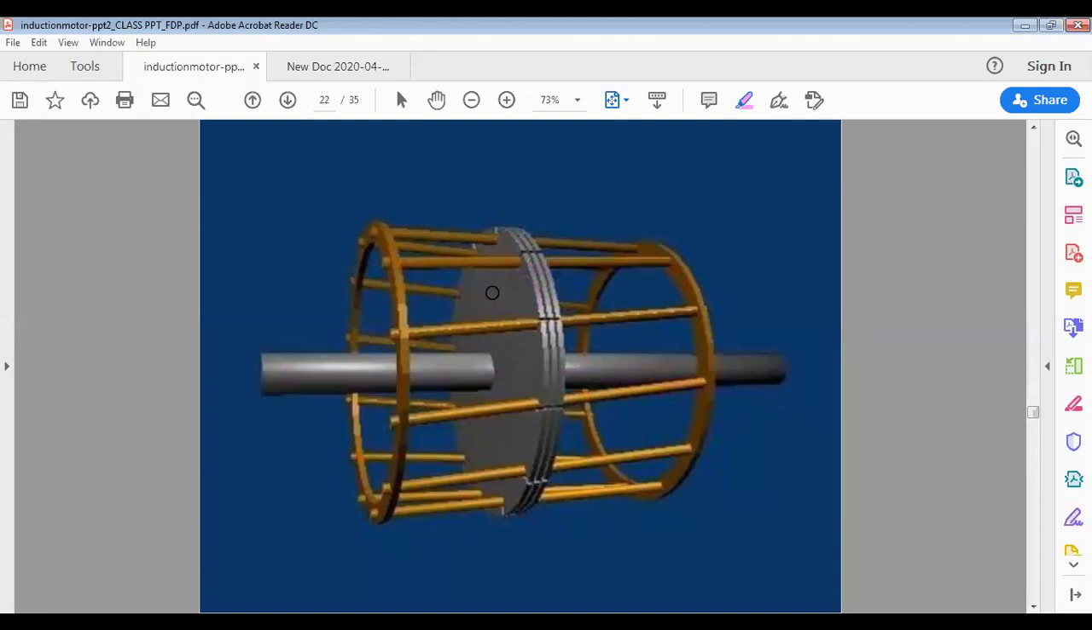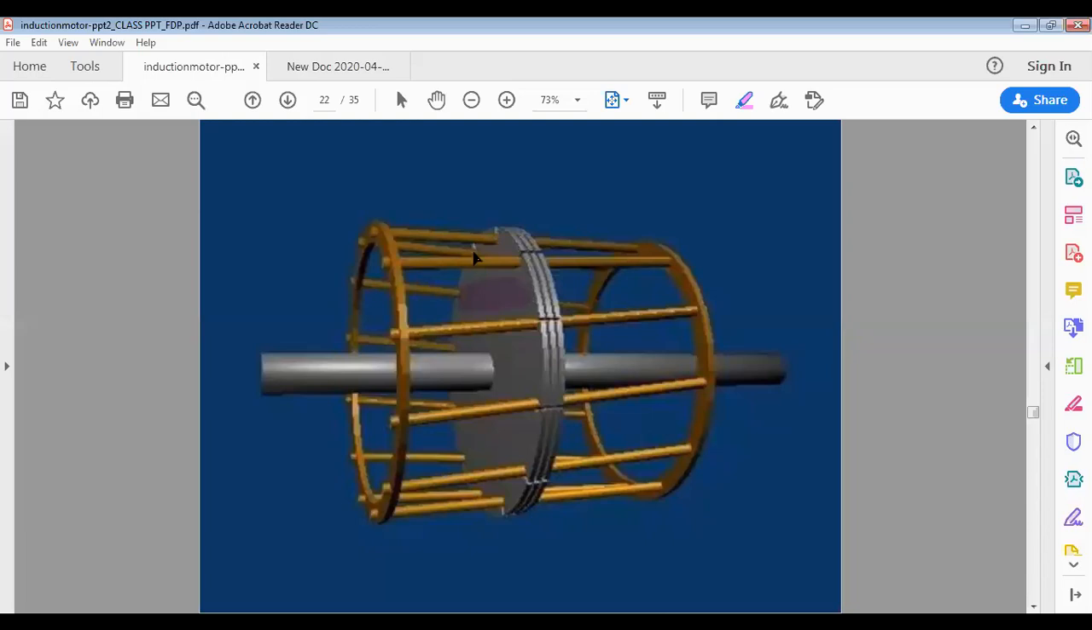This gray color circular thin disc is made of thin plates of 0.3 mm to 0.5 mm thickness. This rotor core is made up of cast iron in a three-phase induction motor. On both sides they put varnish, and a number of thin plates are stacked together. Like this the rotor core is manufactured. Again the same thing, laminated construction. The rotor core is not solid, it's a laminated construction to reduce eddy current loss.